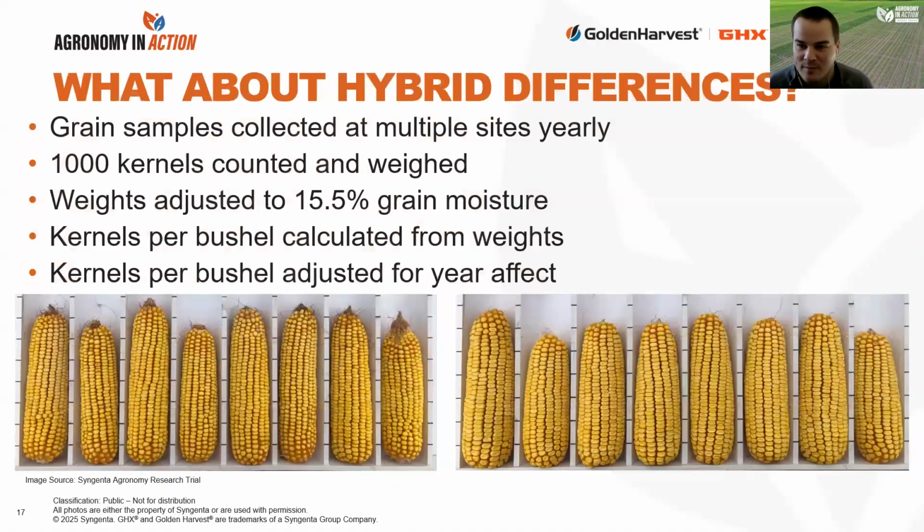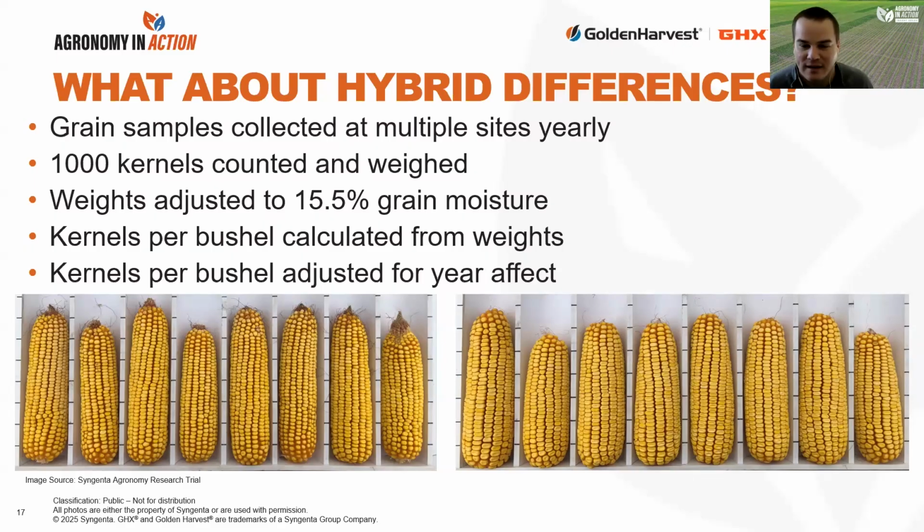So what about the difference between hybrids? We all know that not all hybrids are created equal. We actually take grain samples from all of our hybrids every year, and we will weigh and count out 1,000 kernels. We'll adjust that weight to 15.5% grain moisture. From that, we can calculate individual kernel weight and put that into kernels per bushel. But there's a big effect of environment, so we try our best to adjust for that year effect.